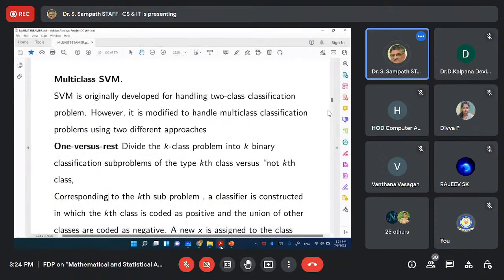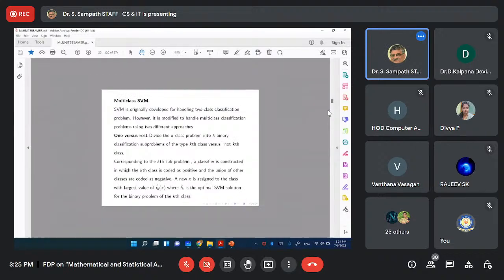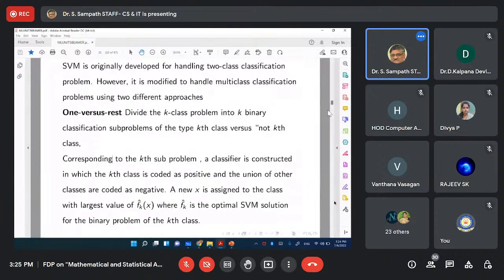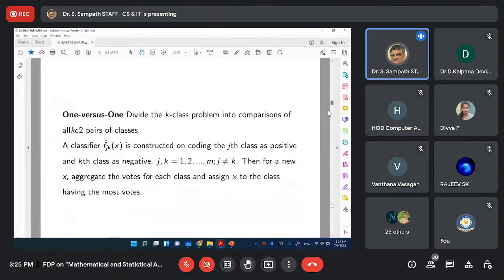Is it clear or not? Say yes or no. Okay. So this is how we do one versus rest.